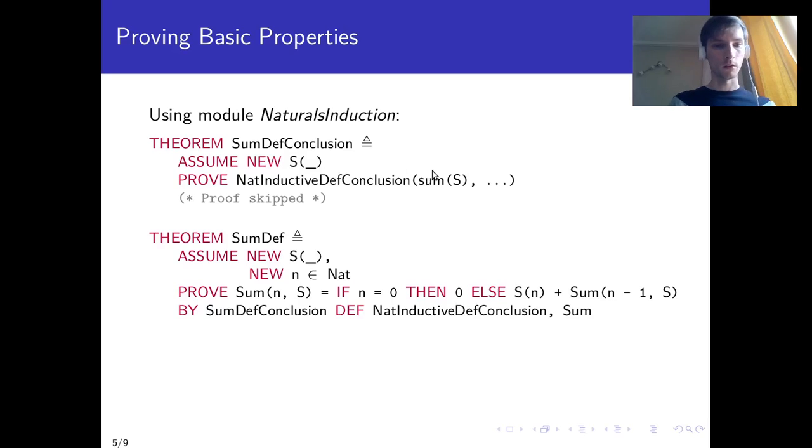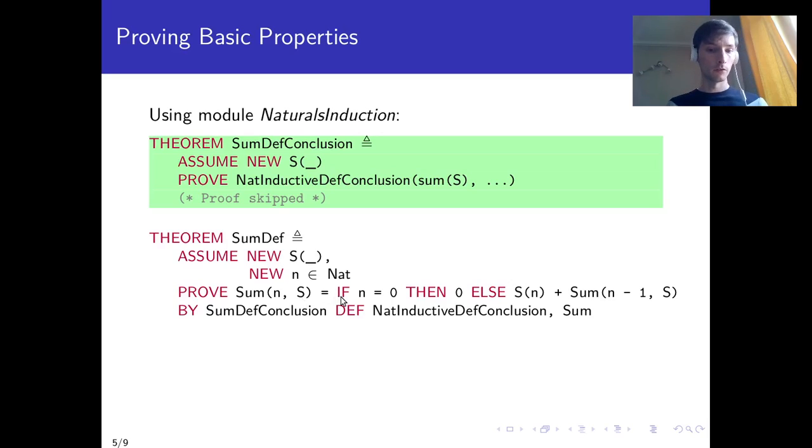And you see here that the theorem has to be parameterized by an operator s. This is the ASSUME NEW s part. I'm skipping the proof, but just know that this is solved by TLAPS without problem. Now, the theorem I'm interested in is SumDef. SumDef states that the sum operator for argument n and s is defined by the recursive definition that I intended.